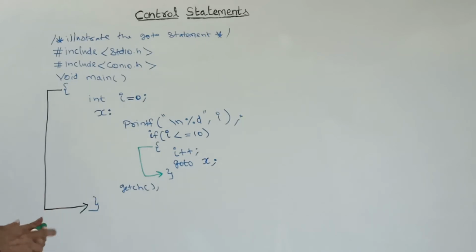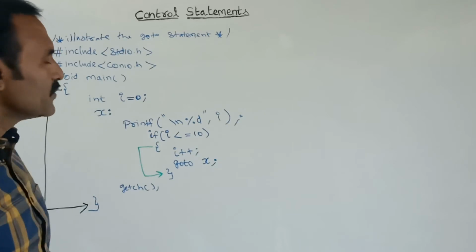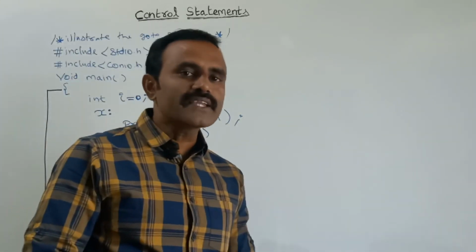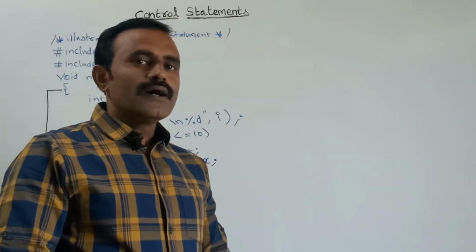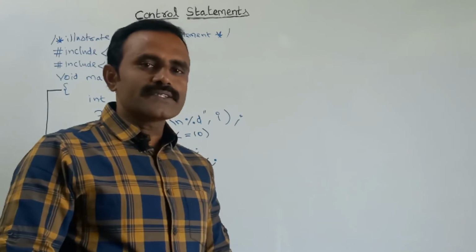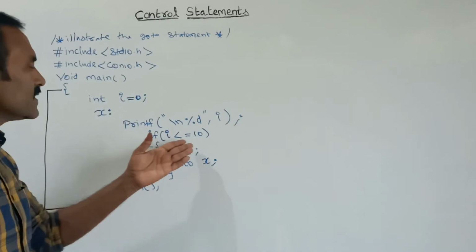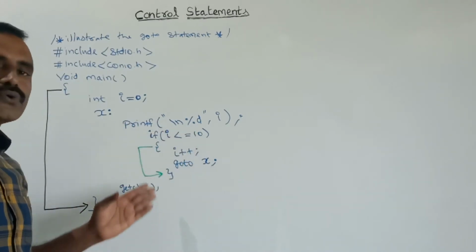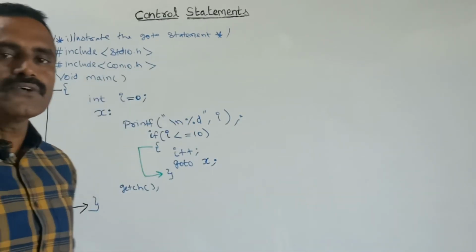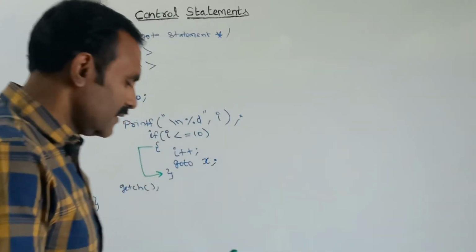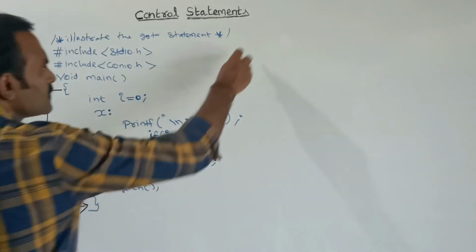Here the value will be printed up to how much? 10. Here we haven't used any loop. Without using a loop, with the help of this goto X statement, we are going to print the numbers. Here in the condition I had given up to 10, so from 0 to 10 the value will be printed. Let us see how it works.